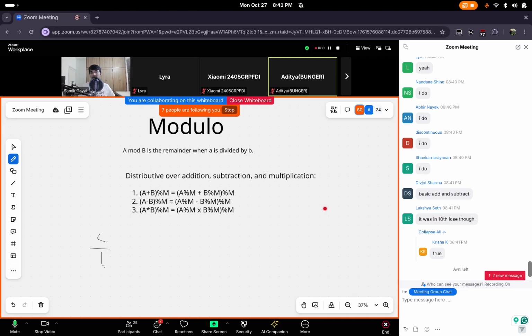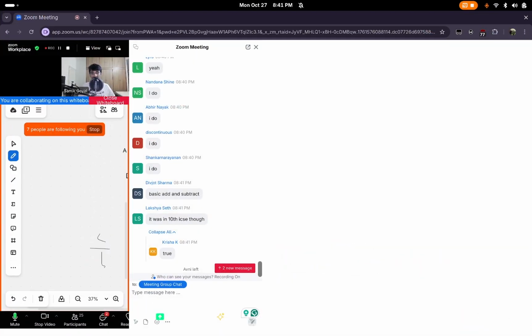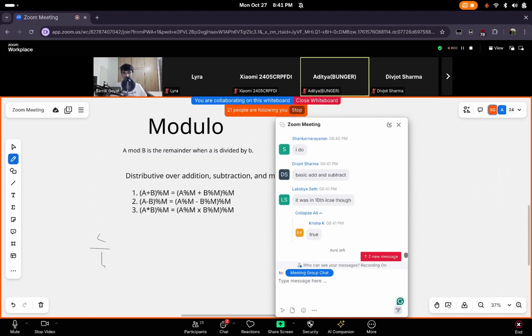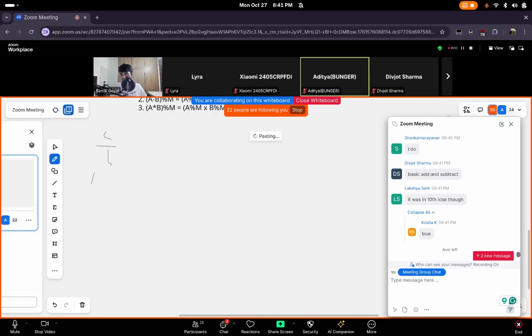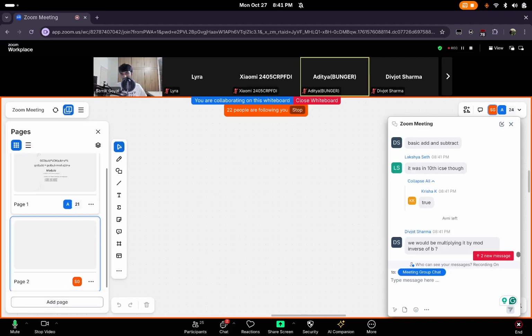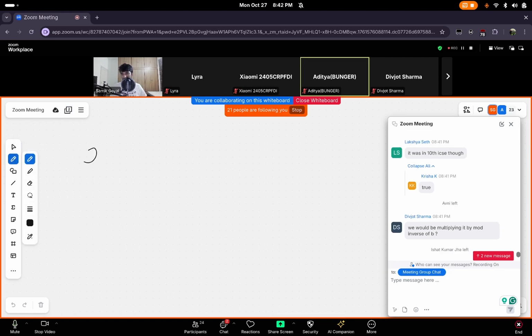Please give me a second, guys. My screen is lagging a little bit. Just give me a second. Let me shift over to a new page. Whoever's on the last page, please shift over. There's two people on the last page. The last page got really laggy for some reason.